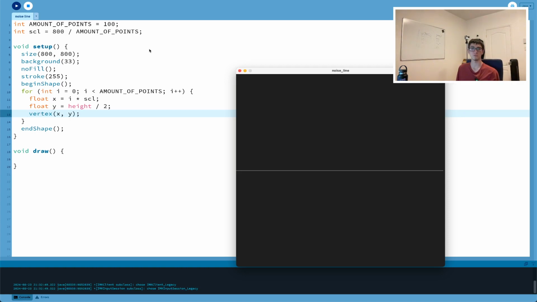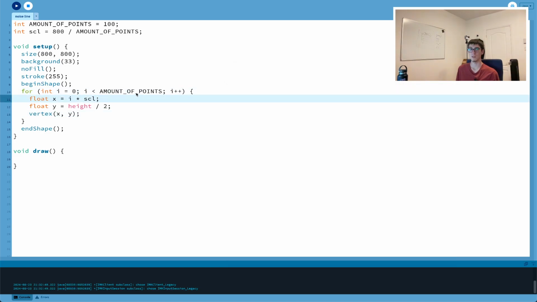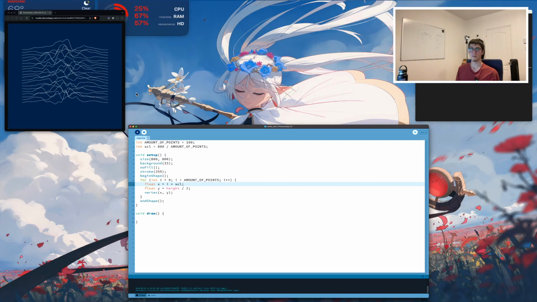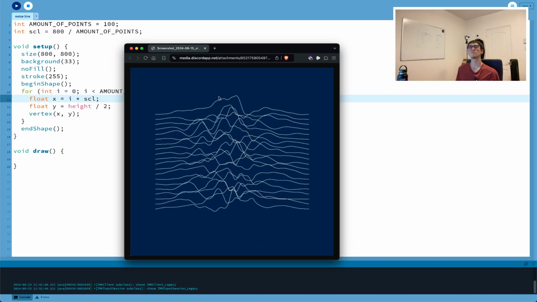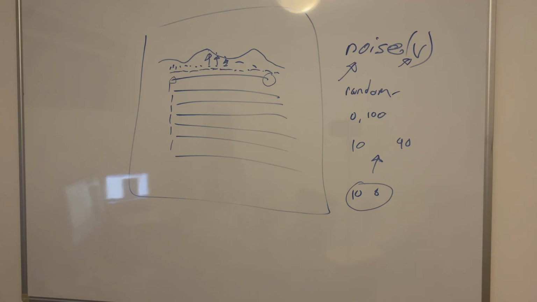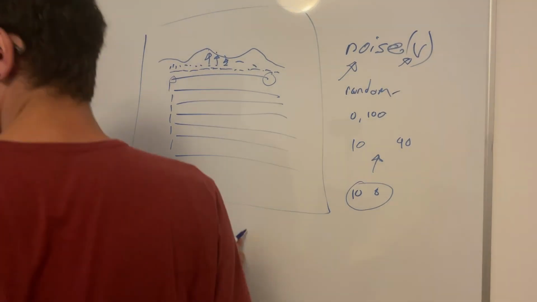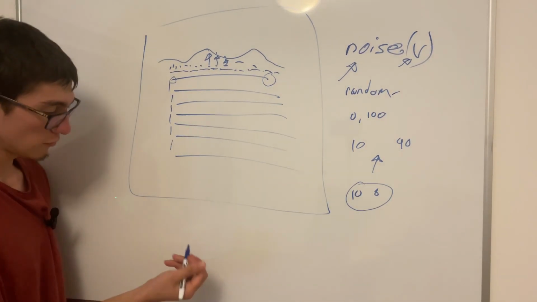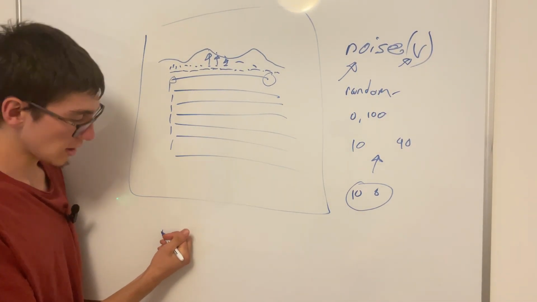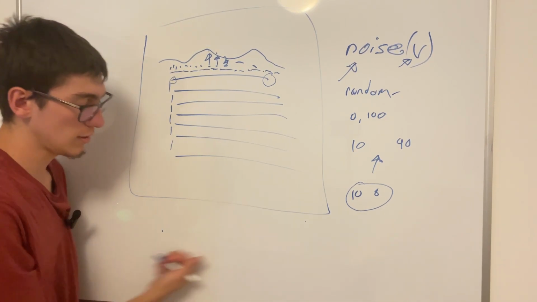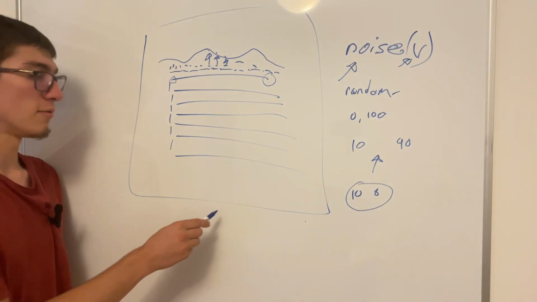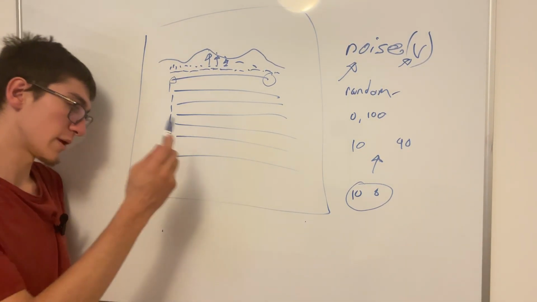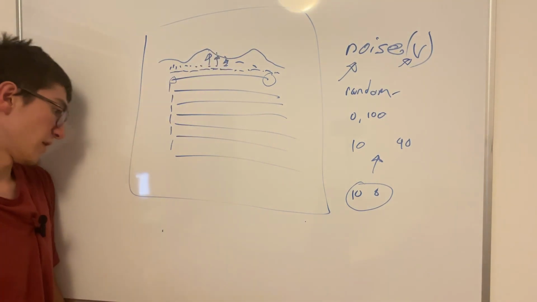Let's first use random, right? Randomness. So let's say, okay, and looking at this, well, let me go back to whiteboard. So I'm going to go and draw over here. Okay. So we will have our line, right? So we'll have a line over here. And the line is going to go up and down, right? Depending on the noise value.